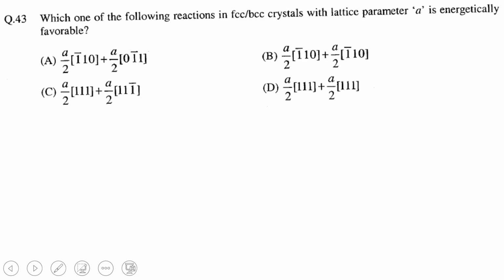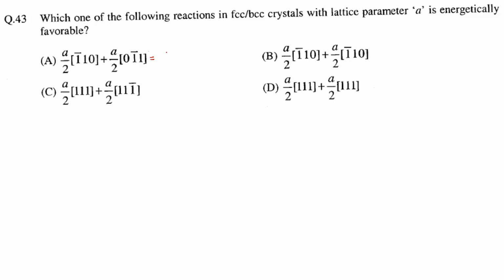Let us go. Which one of the following reactions in an FCC or BCC crystal with lattice parameter A is energetically favorable? We have to predict whether this is energetically favorable or not. All these reactions are going to be correct vectorially, but we have to see whether they are correct energetically. To do that, first we have to write the complete equation. If the reaction between these two happens, what will be the product?